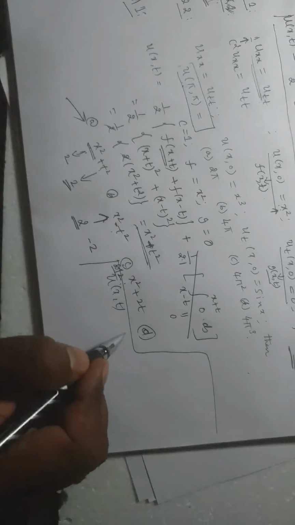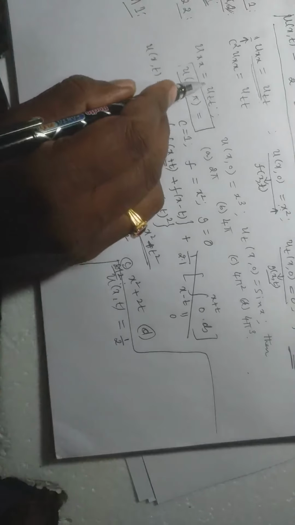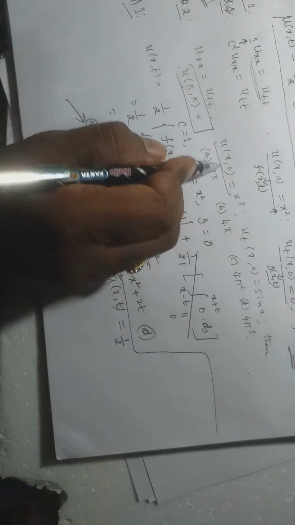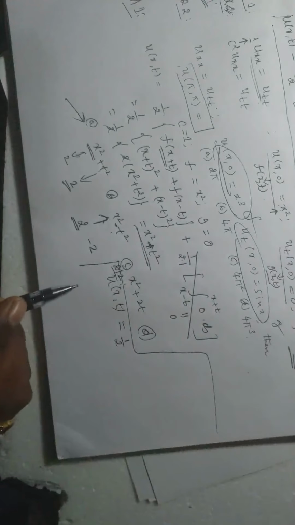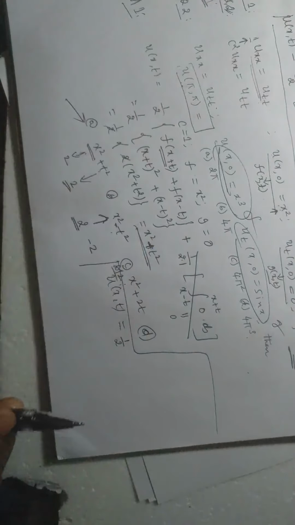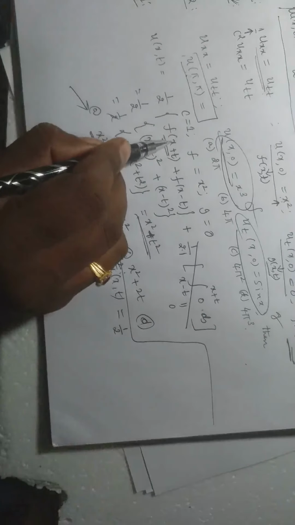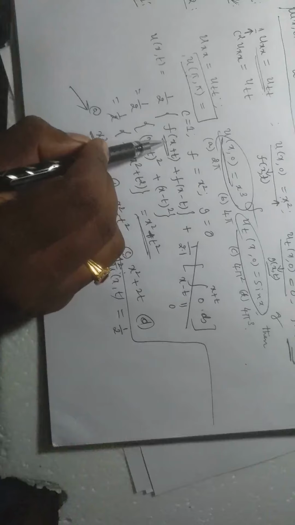Solution for 2: u of x comma t will be half of, see, c is 1 here, this will be f and this will be g. Is it clear? So what is u of pi comma pi? u of x comma t is half of f of x plus ct. c is 1, so it is f of x plus t.